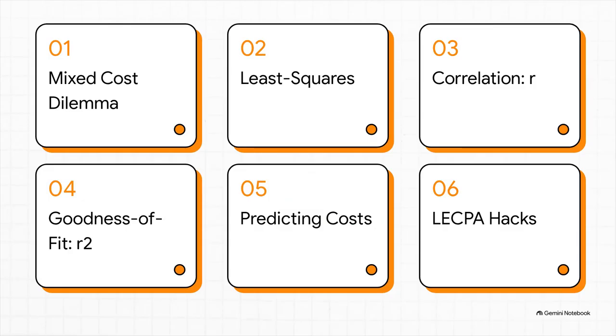Here's our battle plan for today's explainer. We've got 1. The mixed cost dilemma. 2. Least-Squares mechanics. 3. Correlation, the R. 4. Goodness of fit, the R squared. 5. Predicting total costs. And 6. LCAPA rapid review hacks. Let's get into it.